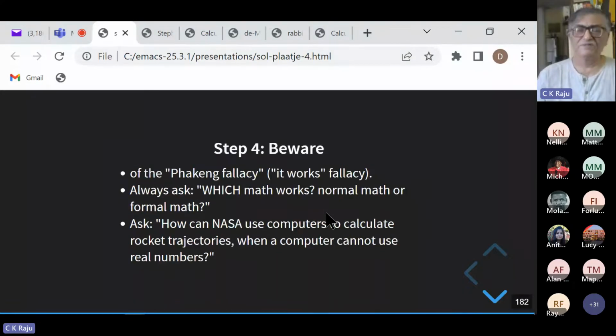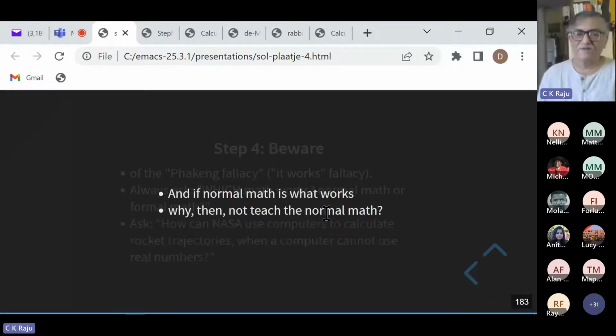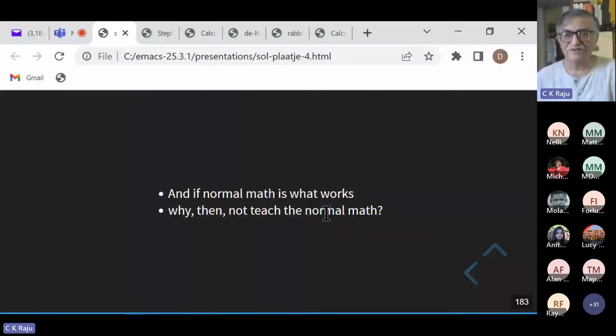And beware of these sophisticated tricks like the fallacy. Always ask, when they say math works, which math works? Normal math or formal math? How can NASA use computers to calculate rocket trajectory when the computer cannot use real numbers? And if normal math is what works, why then not teach normal math? That's it. Thank you very much.